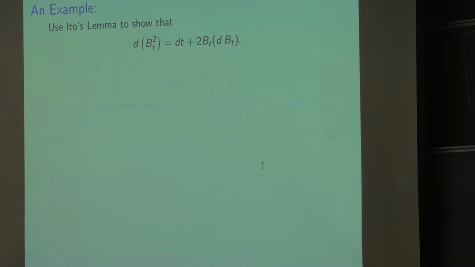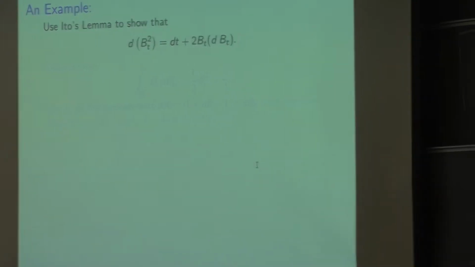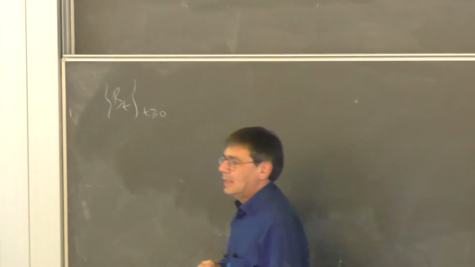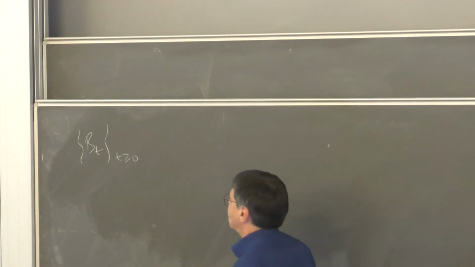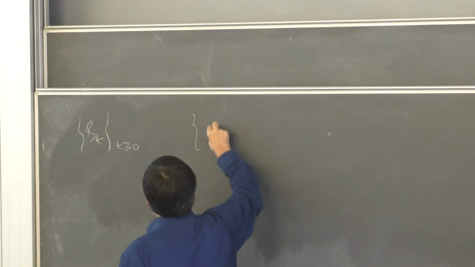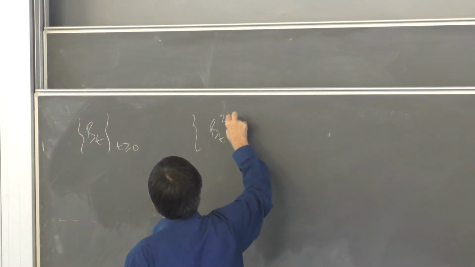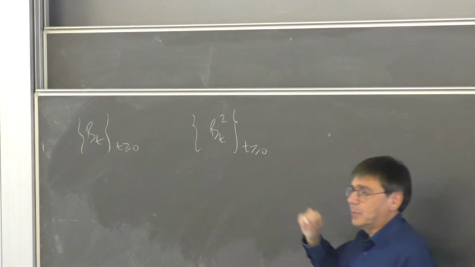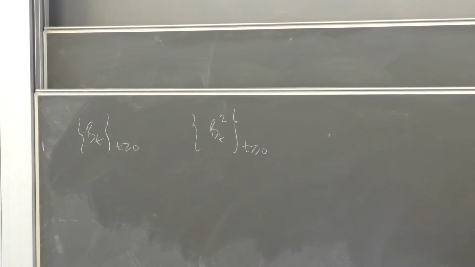Bt is a Brownian motion, the stochastic process that we all know and love. Okay? I don't want to look at this stochastic process. I want to look at a new stochastic process. What is the new stochastic process? You take each one of these random variables and you square them. It's a new stochastic process. And now I ask you, what sort of stochastic process is that?